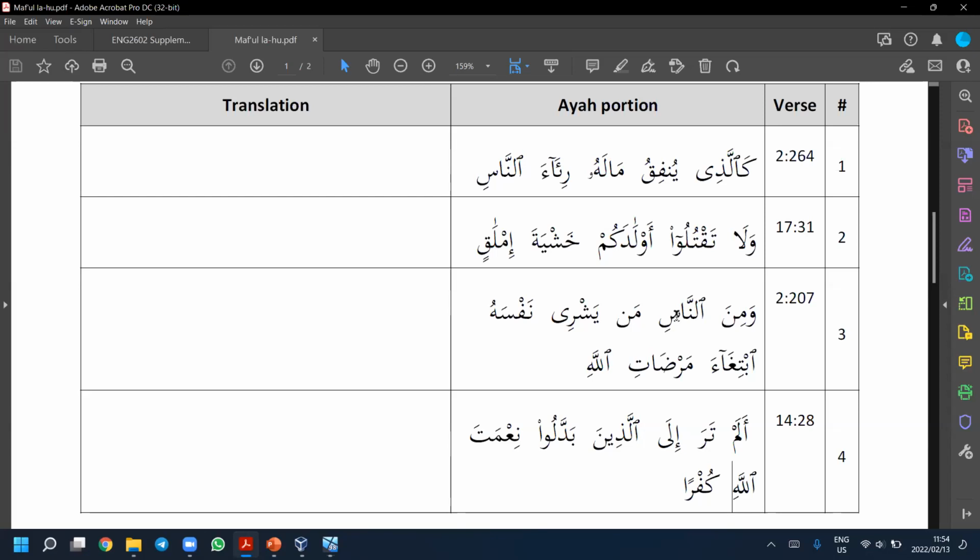So the one word that we will call the maf'ul li ajlihi is ibtigha'a. You can see ibtigha is also a light word, isn't it? No al, no tanween. And the word that follows it is in jar, so that's going to be mudaf ilayh. In fact, mardat is also mudaf, and the mudaf ilayh for that is Allah. That is on the eighth balance.